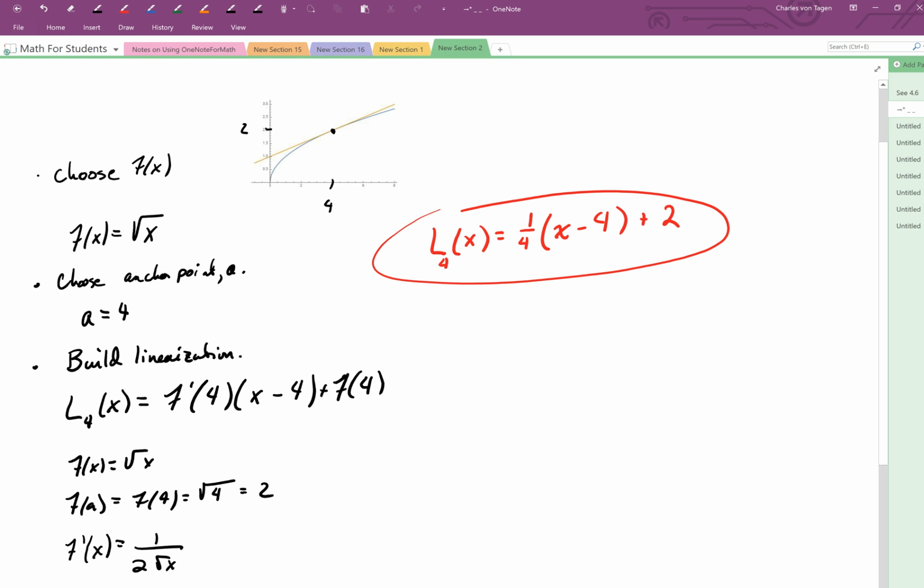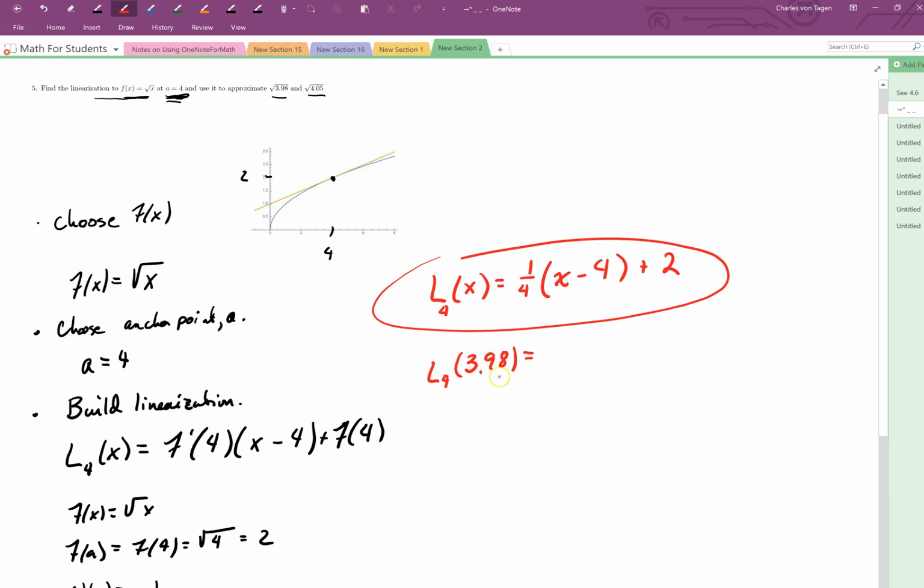So let's go ahead and find L4 of 3.98. Okay? So again, we're trying to get a guess as to what the square root of 3.98 is. Well, we all feel like, well, 3.98 is a little bit less than 4, and so the square root of 3.98 should be something a little bit less than the square root of 4, which is 2. But how much less than 2 is the question? Okay. Well, let's find out.